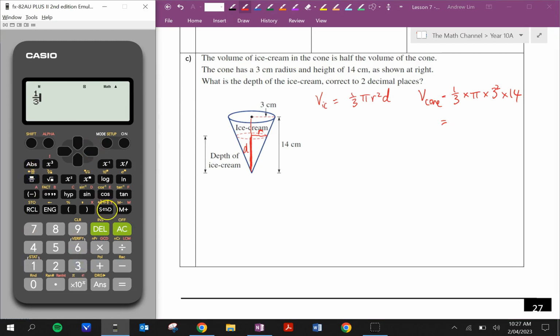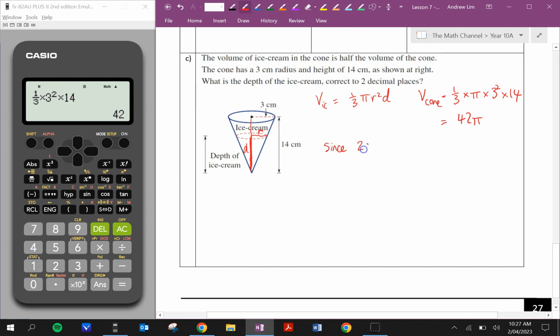Let's just put that in our calculator. I'm just going to leave it in exact form. So we'll do 1/3 times 3 squared times 14. That will give us 42 pi. Okay, so the volume of the cone is 42 pi. Now, since we know that the volume of the ice cream is actually half the volume of the cone, we need 2 lots of this to equal this.